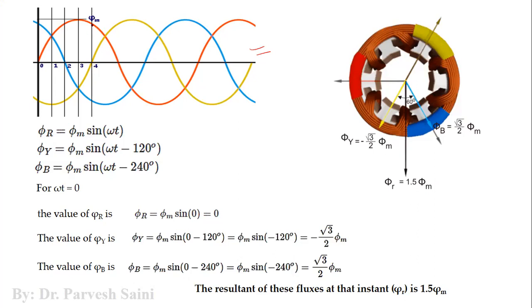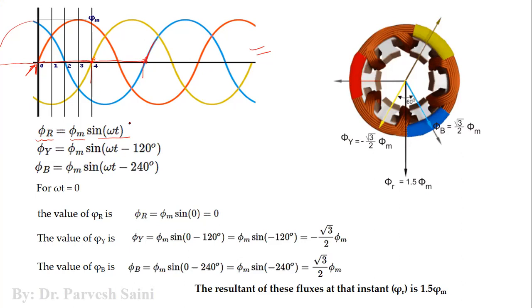Now the first phase, basically it produces a flux which is given by phi r is equal to phi m sine omega t. Now because we are taking red phase as the reference, because it is starting from the origin here, and this yellow phase is, you can see, 120 degree lagging the reference phase, that is red phase. Similarly you can see this blue phase. So blue phase is further 120 degree lagging the yellow phase. So the phase difference between red and yellow phase, or red and yellow flux, is 120 degree. And similarly phase difference between yellow and blue phase or flux is 120 degree.